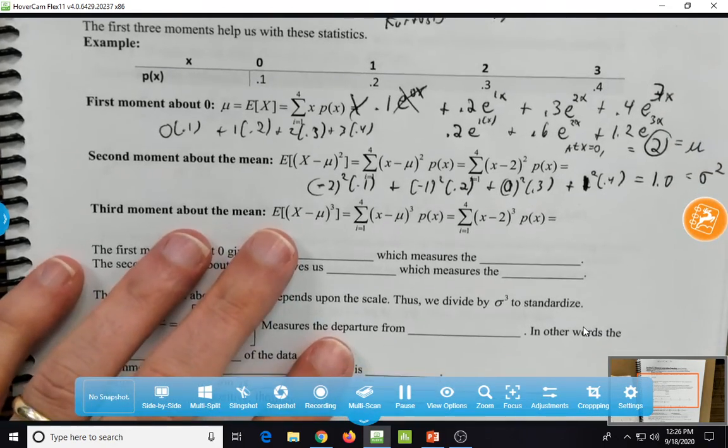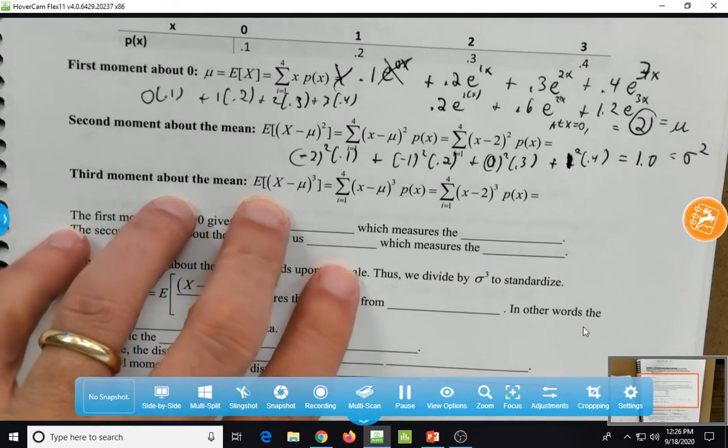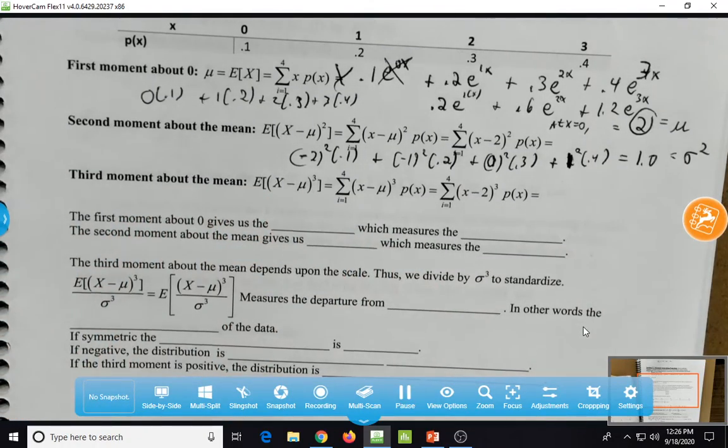All right, let's try the third moment about the mean. In this case, we're going to subtract x minus 2 cubed. So why don't you go ahead and calculate that. Put in the 4 x values, cube them, multiply each of those times the probability, and we will calculate what that is.